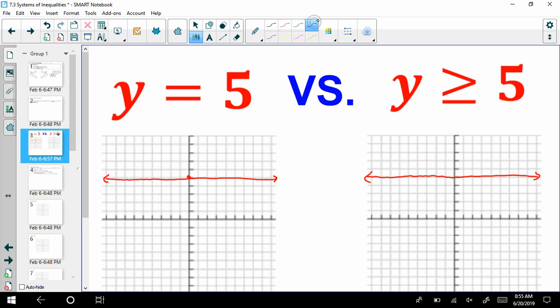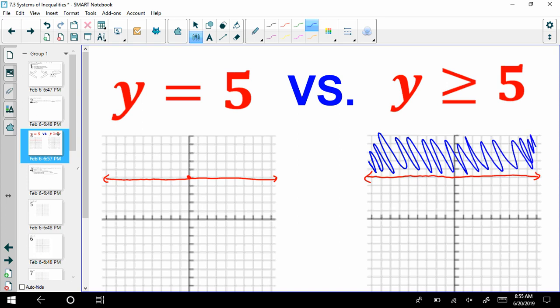So to represent that solution, I would literally shade everything above my line, meaning if an ordered pair lands somewhere in this shaded region, it will be a solution to y is greater than or equal to 5, because that would mean my y coordinate is above 5. If an ordered pair lands anywhere down here that's not shaded, that means that ordered pair is not a solution, because the y value would be less than 5.